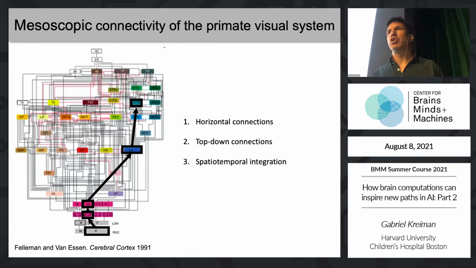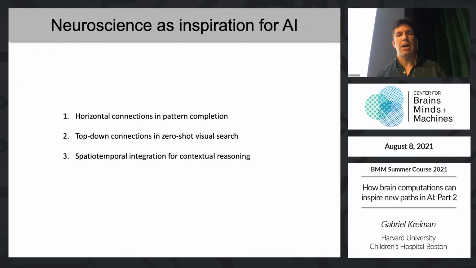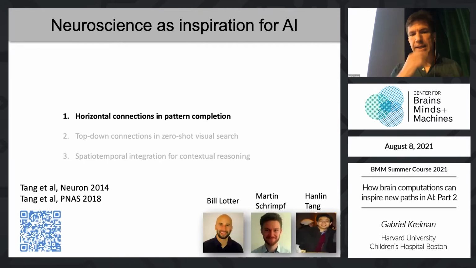In particular, horizontal connections: there are neurons that connect to each other within a layer. Top-down connections: there's a lot of information that comes from the top to the bottom that's largely unaccounted for in the vast majority, not all, of these computational models. And the possibility to really have dynamics and spatial-temporal integration. So I'd like to give you a flavor for some of these problems and how we are studying them in the context of visual recognition.